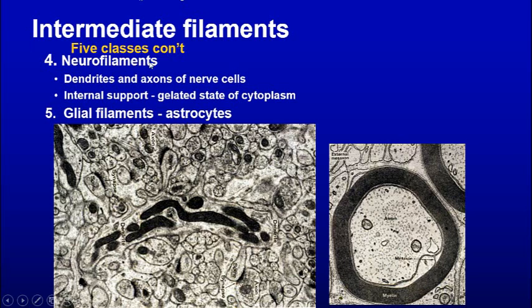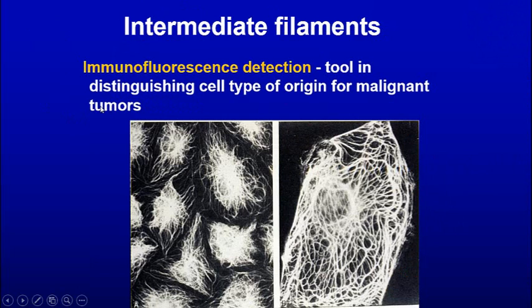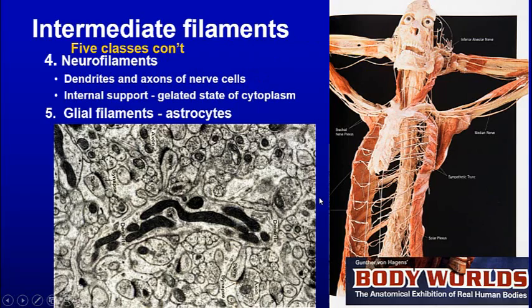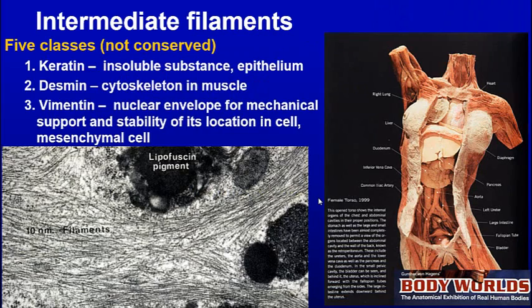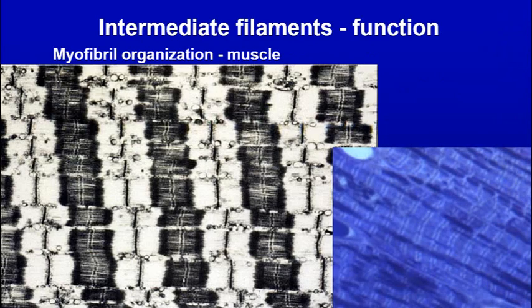Also, we have neurofilaments and glial filaments, as well as the five classes associated with the nervous system. So for intermediate filaments, they use immunofluorescence detection as a tool to determine what type of cell is a cancerous cell. And they go by these five different types of intermediate filaments to determine whether it is one type of tissue versus another type, and that may lead to a better prognosis and also a better treatment.